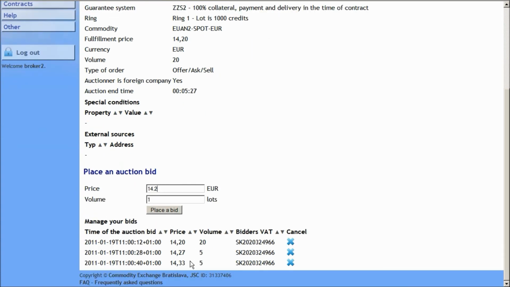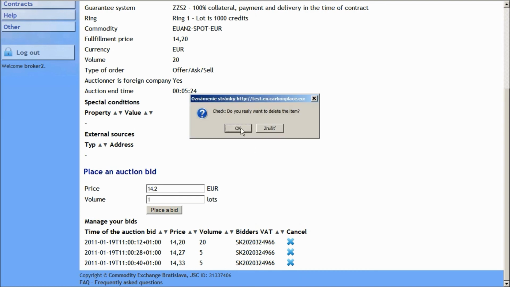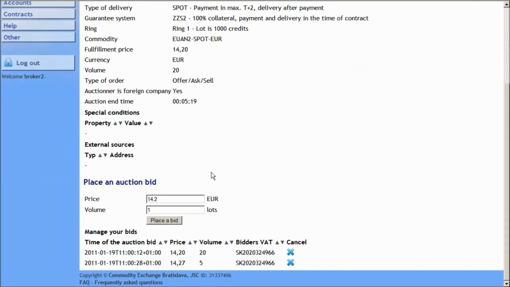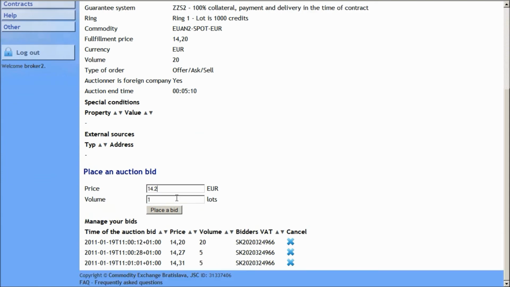But then I decide not to go that high, so I cancel bid 14.33, and place a new one at 14.31. Now we have just to wait for the auction to close.